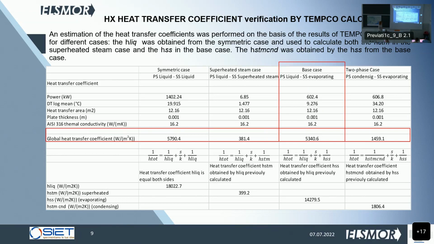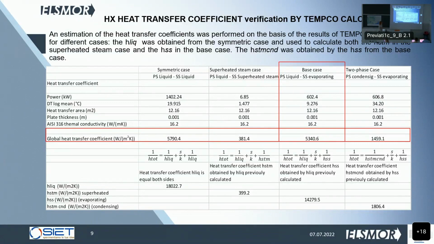Then we asked them to do other calculations, with a superheated steam case on the secondary side. So we had liquid on the primary side and superheated steam on the secondary side. We used this coefficient for the liquid side, and with the global heat transfer coefficient that they gave us, we obtained the heat transfer coefficient for the steam side.